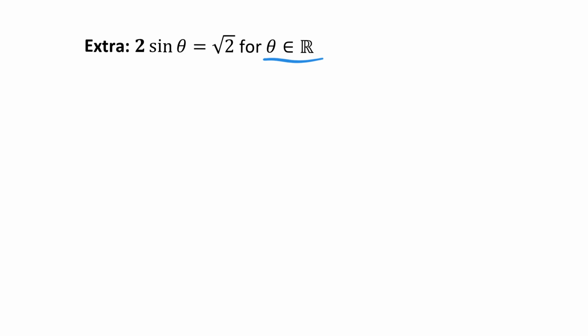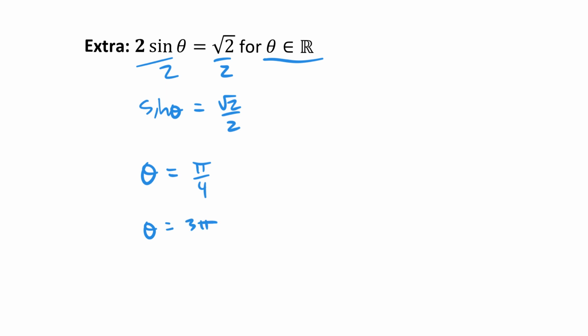So what we do here is solve like normal. We divide by 2. So we get sine theta equals root 2 over 2. And then we solve this. So what are the values? This would be a unit circle question. So you could say theta equals pi over 4, and theta equals 3 pi over 4, again based on our CAST rule.